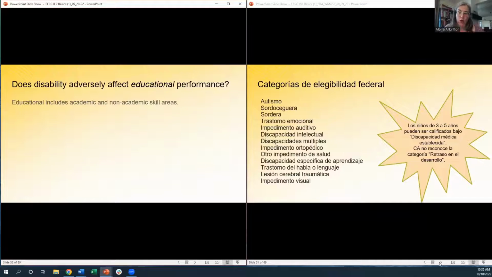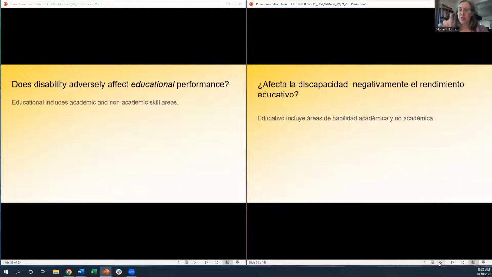So the next question the IEP team has to answer. So first they're asking, do they qualify? If the answer to that is yes, they can go on to the next question. Think of a flow chart. Does the disability that we've identified adversely affect the child's educational performance? So I want to emphasize, education isn't mean only academics. Education can mean lots of things.